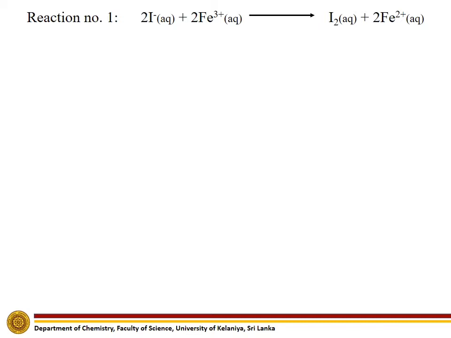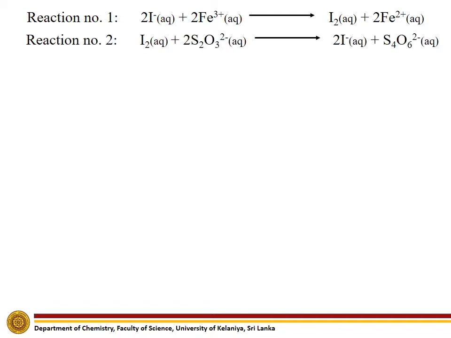As you can see, iodine is released as a product of this reaction. So, we have added thiosulfate ions, which has no effect on either ferric or iodide ions, as a second reactant to react with the produced iodine. The reaction between iodine and thiosulfate is shown by reaction number 2.